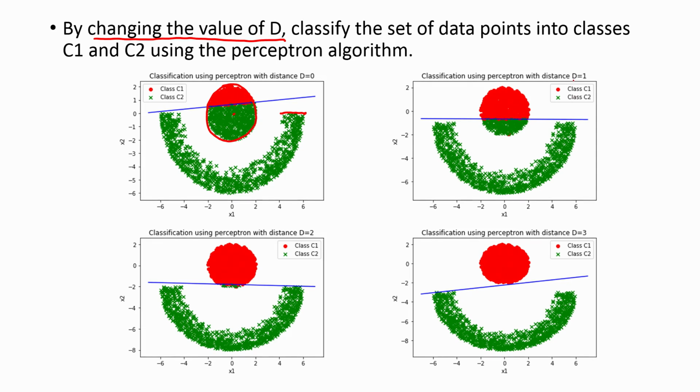Similarly, in the case of D equal to 1, again the data is not linearly separable and therefore, we are not able to attain 100% accuracy. Again in the D equal to 2 case, the same thing happens, the data is not linearly separable. Now, as we keep on increasing D, we see that when D is equal to 3, the data is linearly separable and therefore, the perceptron algorithm is able to find a hyperplane that can classify the data points as C1 and C2 with 100% accuracy. Having identified that with D equal to 3 the data is linearly separable, let us perform a few other experiments.